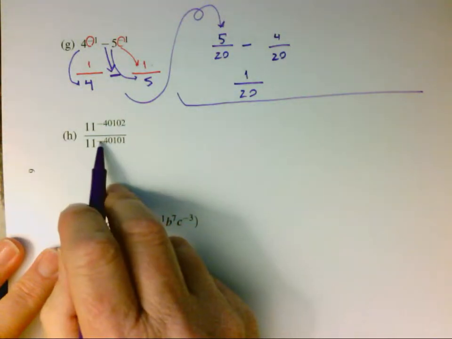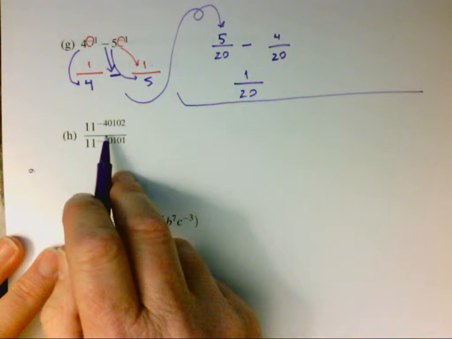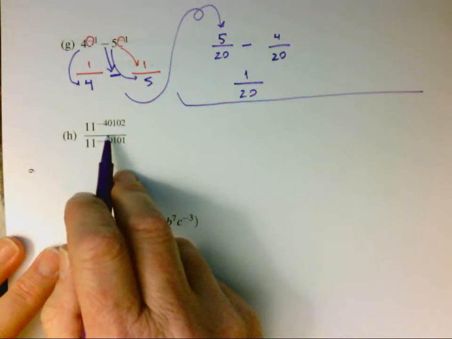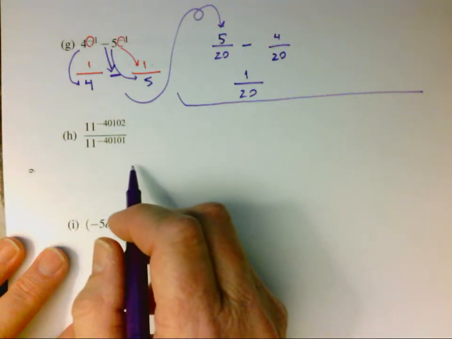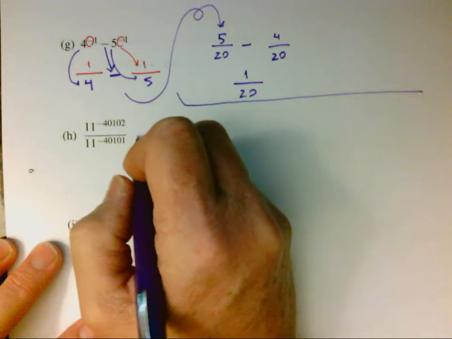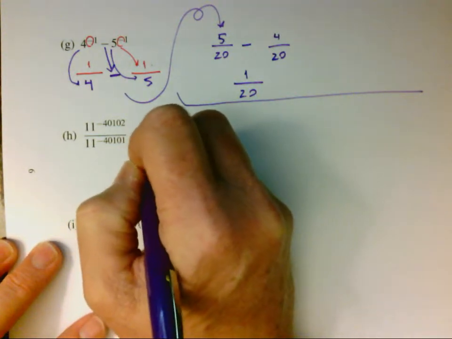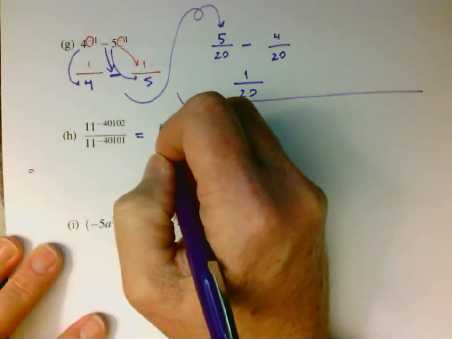Now, part H, once again, you've got numbers here which are way too large to try to do with any calculator. So we have to think our way through this one. I really don't like the negative exponents. I'm going to use the reciprocal property of negatives to take care of this. I mean, I know I could subtract them, but I don't like subtracting negatives either.